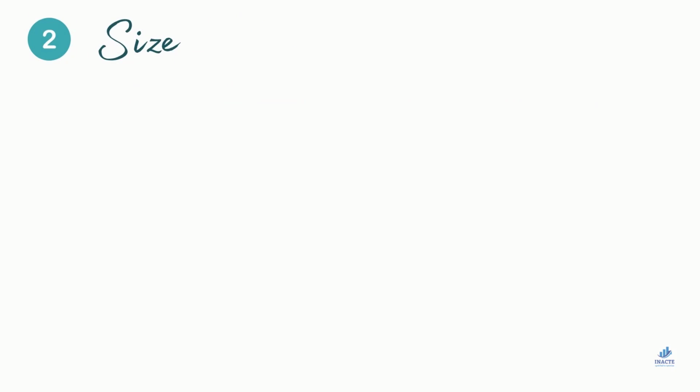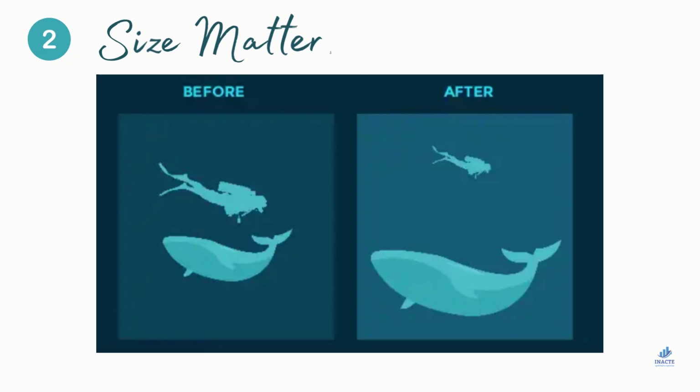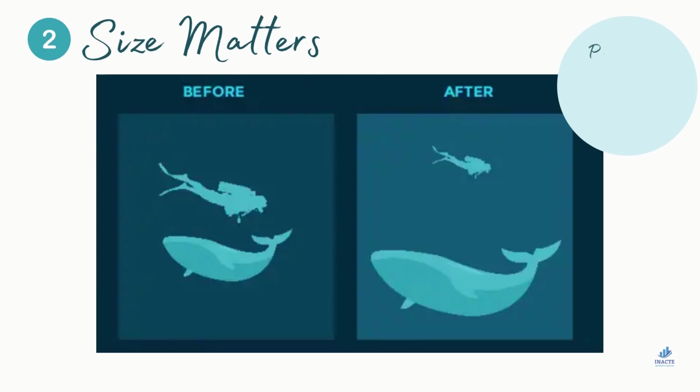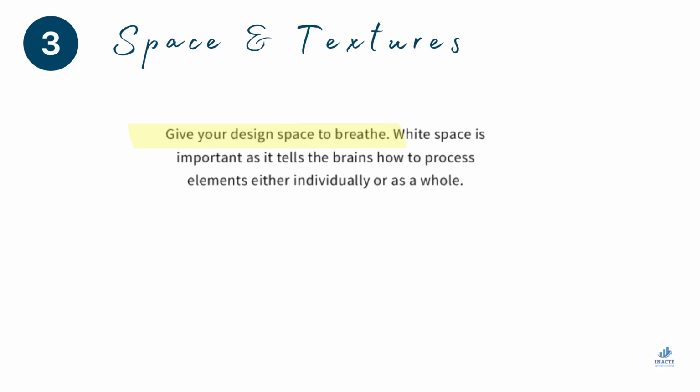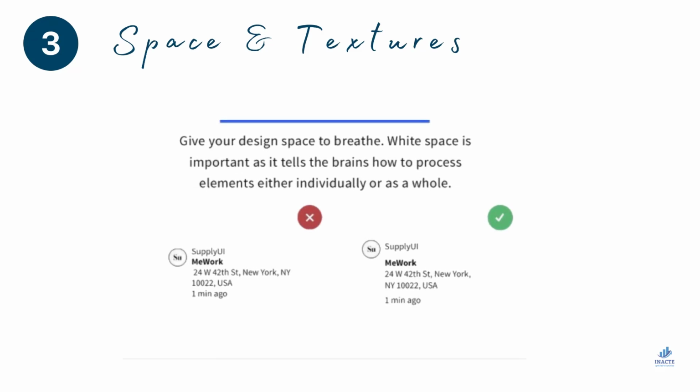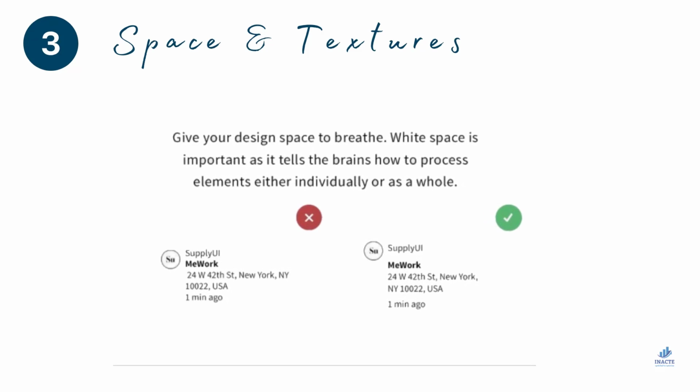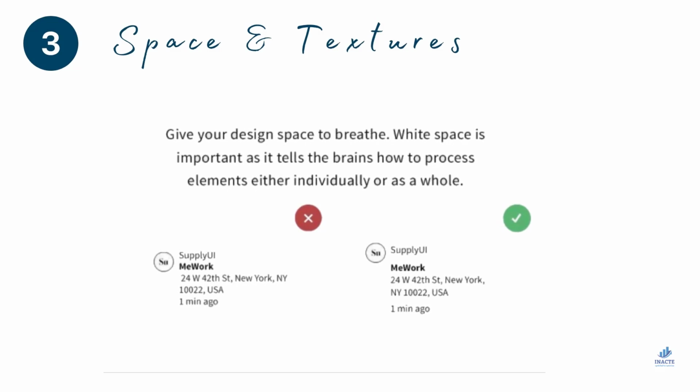Second comes the size. Size matters. Remember, people read bigger things first. And the third, space and texture. Give content ample room to breathe. If there is substantial negative space left around a button or the lines in a text block are widely tracked, these elements will be more readily visible to readers.